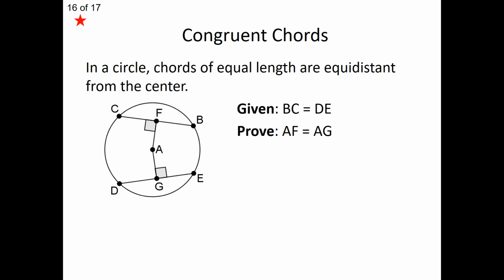In other words, if we take a look at our diagram, what we're given is that BC and DE are equal in measure. What we're going to prove then is that AF is equal to AG, meaning that the chords are going to be equidistant. Now, in the diagram, I've already got them labeled as perpendicular. Why? Because distance means that shortest path, and we found that our shortest path is the perpendicular from that point to the given segment. So AF and AG are perpendicular to our segments BC and DE. Let's take a look at the proof of this one together.